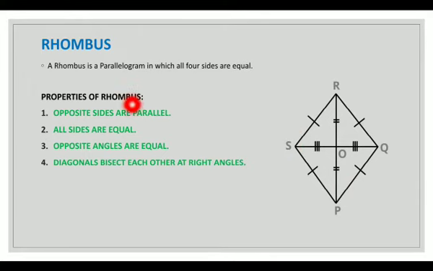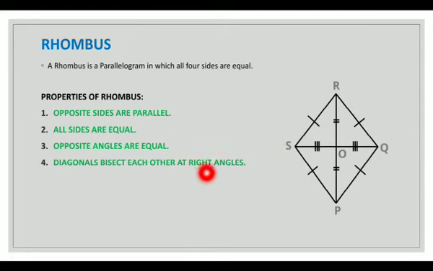The properties of rhombus. First property, opposite sides are parallel, which means PS is parallel to QR, RS is parallel to PQ. All sides are equal, which means PQ is equal to QR is equal to RS is equal to PS. Opposite angles are equal. Which are the opposite angles? Angle P is opposite to angle R, angle S is opposite to angle Q, and they are equal, which means angle P equals angle R, angle S equals angle Q.